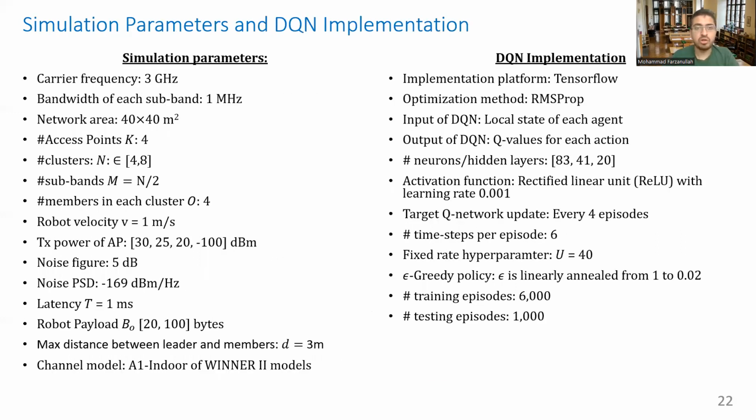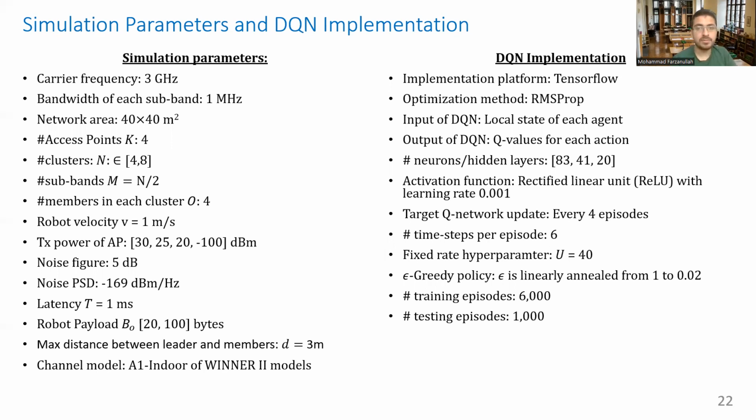This slide shows the simulation parameters and the DQN implementation. Some of the important simulation parameters are that there are 4 access points, and we vary the number of clusters between 4 and 8. There are 4 members in each cluster, and we discretize the transmission power of the access point into 4 levels, that is 30, 25, 20, and minus 100 dBm. We vary the payload size of the robot between 20 and 100 bytes.